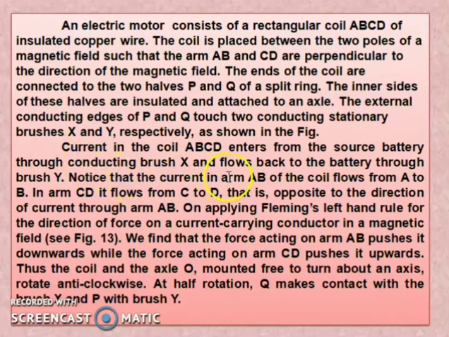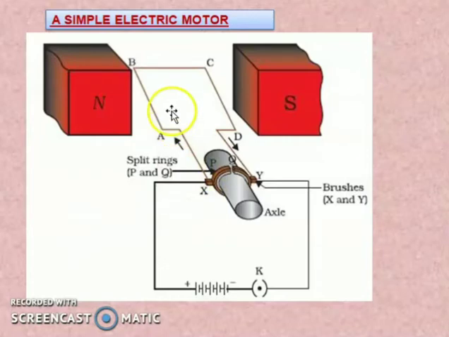The current in the arm AB of the coil flows from A to B, and in the arm CD it flows from C to D, opposite to the direction of the current through the arm AB. On applying Fleming's left hand rule for the direction of force on current carrying conductors in a magnetic field, we find that the force acting on the arm AB pushes it downward, while the force acting on the arm CD pushes it upward.